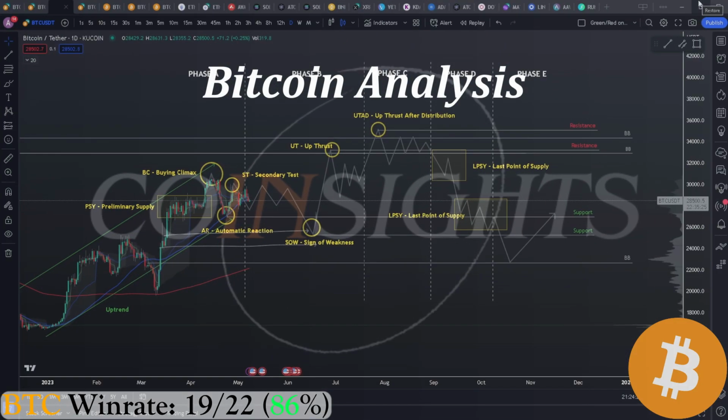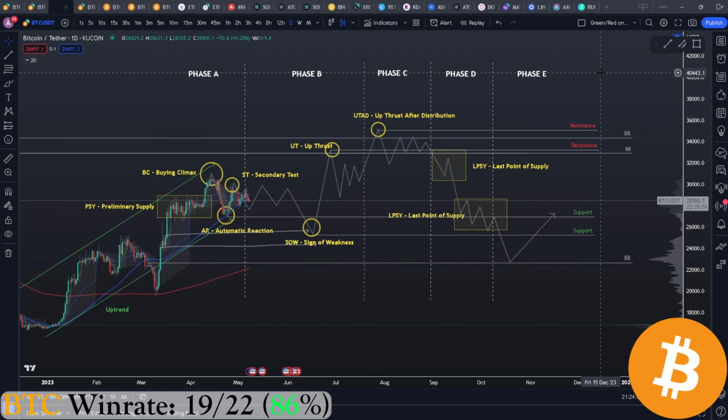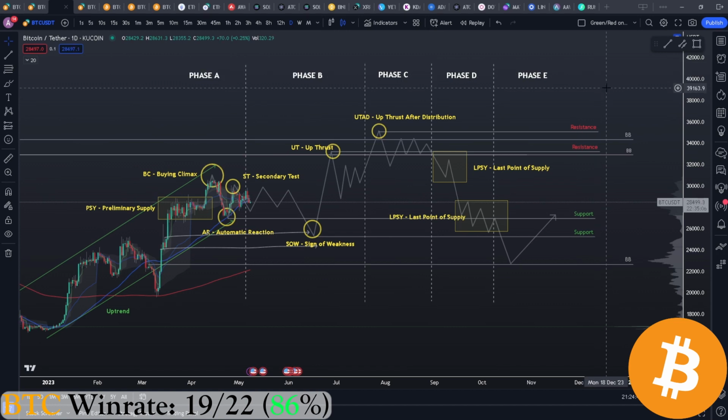So now to get to our chart, we went over this chart a few weeks ago. I mentioned that Bitcoin was going through the phases of Wyckoff distribution. And you can see that after our preliminary supply and our buying climax, we had our automatic reaction and our secondary tests. So usually what happens after this is just some sort of consolidation before a sign of weakness.